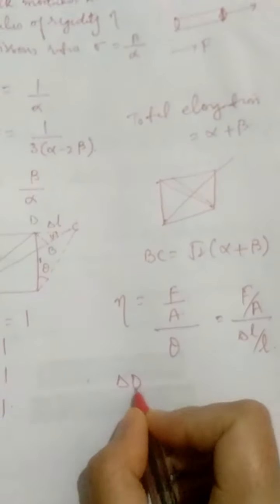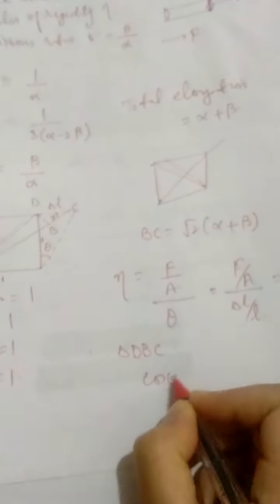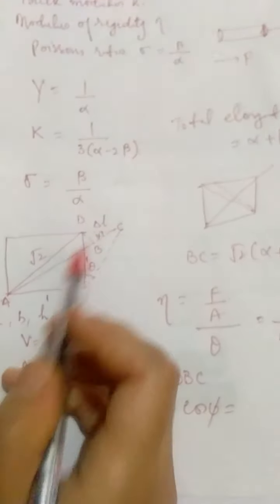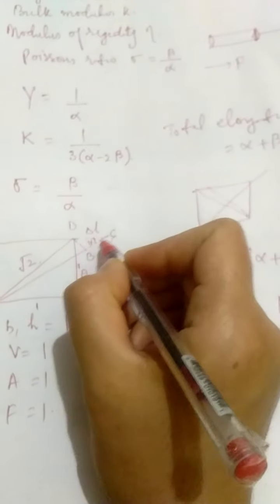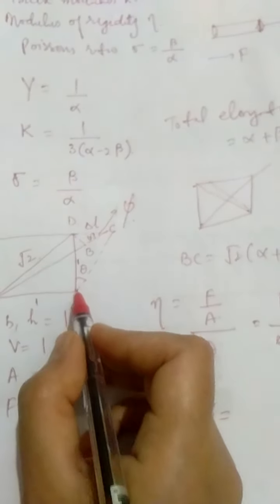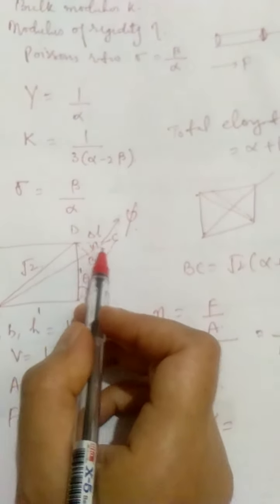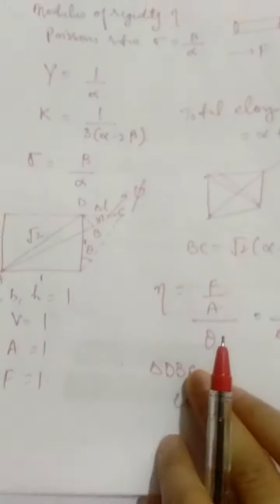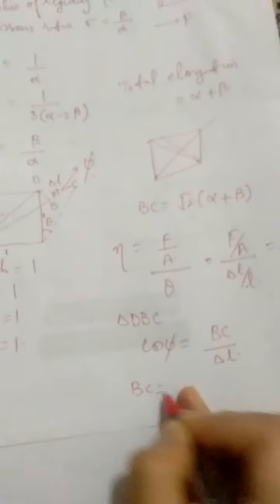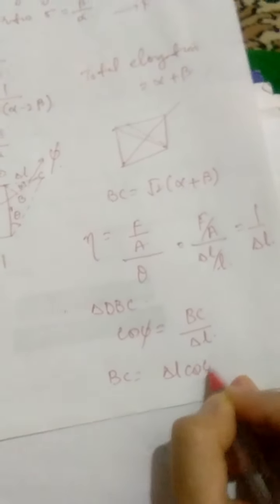So from triangle DBC, we can say that cos phi, remember I have chosen this angle as phi and this angle as theta. I don't know if it is clear to you. This angle is phi and this angle is theta. Theta is the angle of shear, the angle through which the solid has bent on account of application of force. Phi is the angle that is created here, right? So cos phi is how much? This is base by hypotenuse, that is base is BC and hypotenuse is delta L. Now what is this BC equal to? This BC is delta L cos phi.